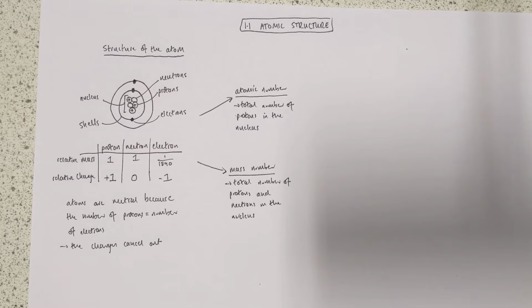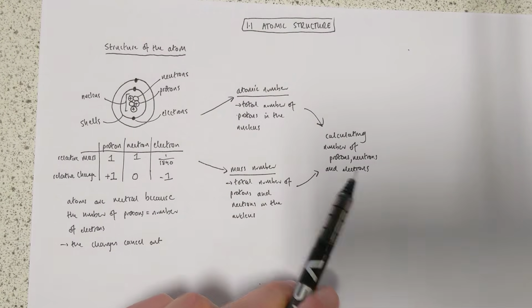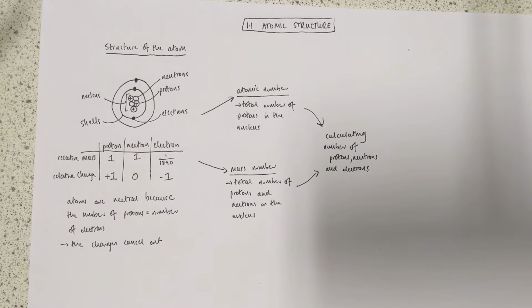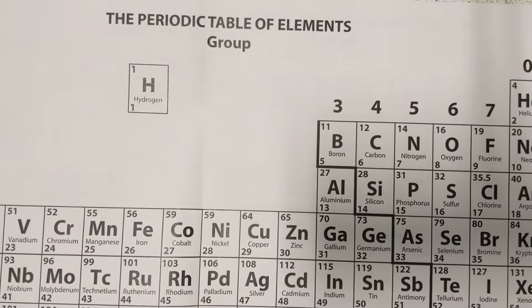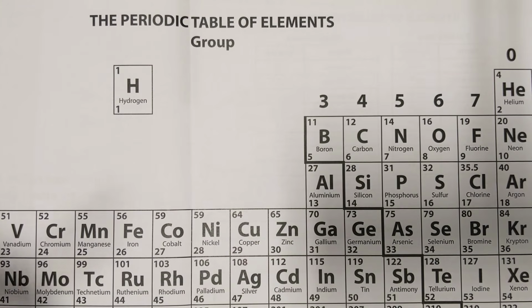So there are a number of ways we can use these two numbers, the atomic number and mass number. The first way is to work out the number of protons, neutrons and electrons in any given element or any given atom. We'll need to make use of both the atomic number and the mass number. It's easy to see this with an example. In an exam you'd be given an element, for example carbon in your periodic table, and the question would be: work out the number of protons, neutrons and electrons in this atom of carbon.